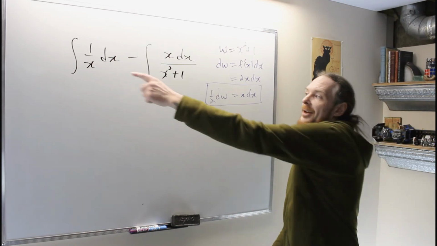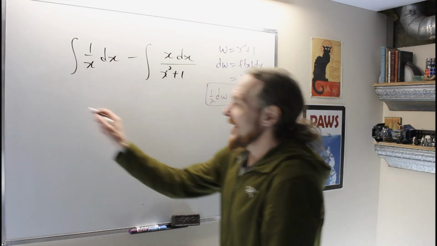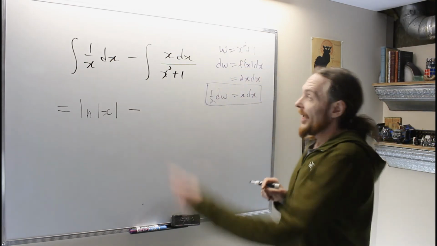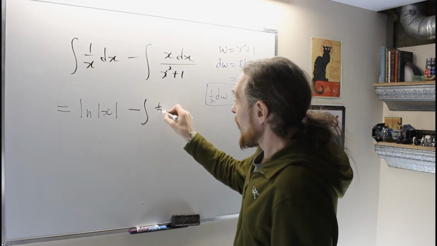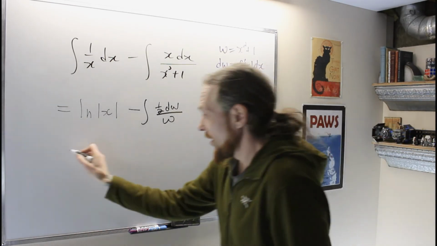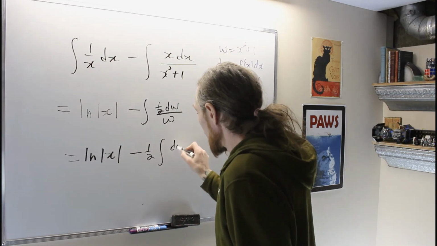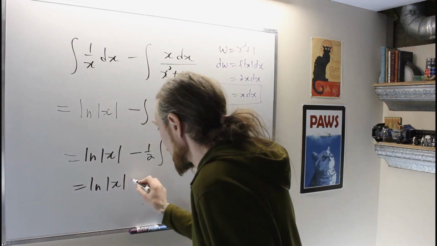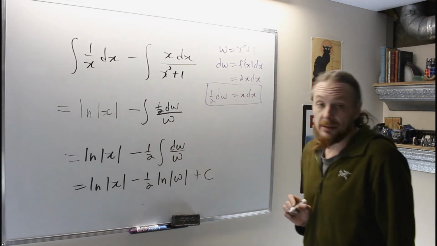Also, you don't have to crack all the integral eggs all at once. I already see what this one is, so in my next step I write this as the natural log of the absolute value of x minus, and now this one I can write in there, and I haven't quite cracked the egg. This is minus the integral of 1/2 dw over w. If you want, go slow. This is the natural log of the absolute value of x minus 1/2 the integral of dw over w, which is equal to the natural log of the absolute value of x minus 1/2 the natural log of the absolute value of w plus a constant of integration.